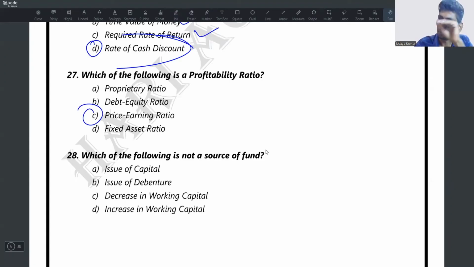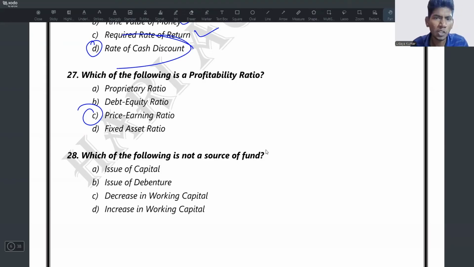Price earning ratio is a profitability ratio because it measures the relationship between a company's market price per share and its earnings per share, right? It reflects how much investors are willing to pay per rupee of earnings, which ultimately indicates the market expectations of a company's profitability and growth, right?